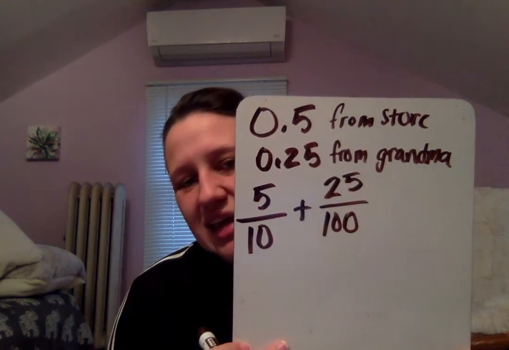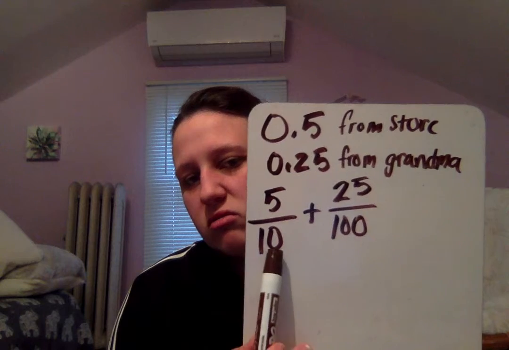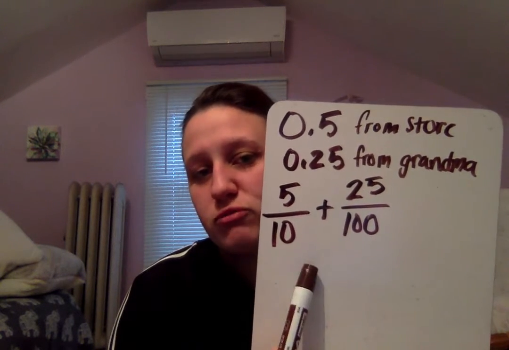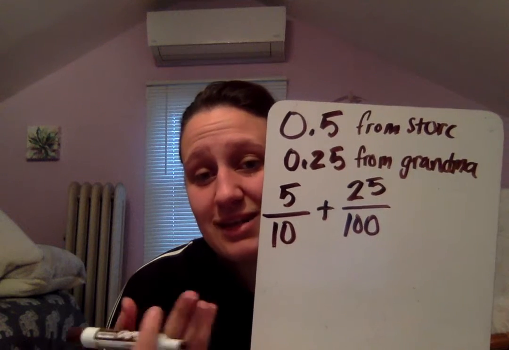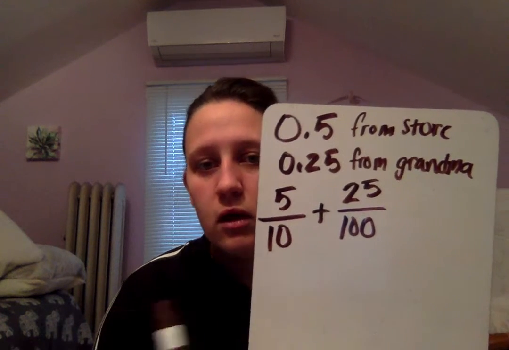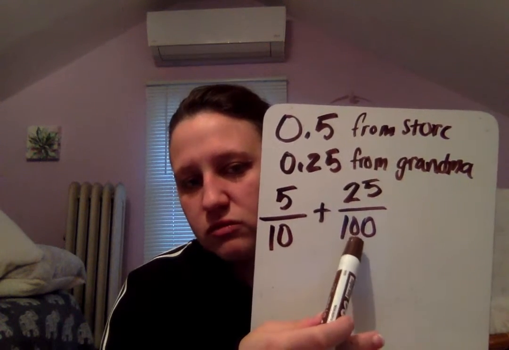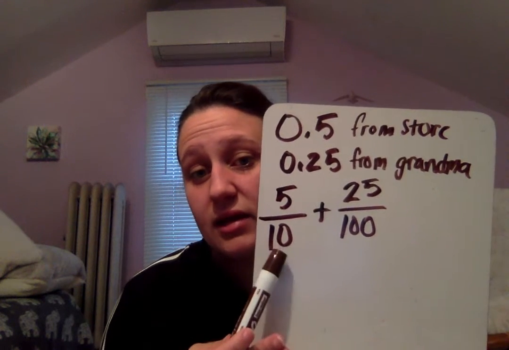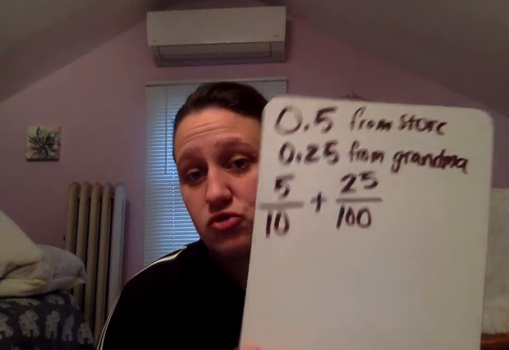Alright, but I can't add these because remember, 10 and 100, I don't know which to choose from, so I have to switch it up. I have to make that different. Well, I can't cross out zeros from this one because we've got a 25 on top and I can't take away numbers, but I can make this one into 100. So this would become 50/100 because I add a 0 to the top and a 0 to the bottom, plus 25/100.